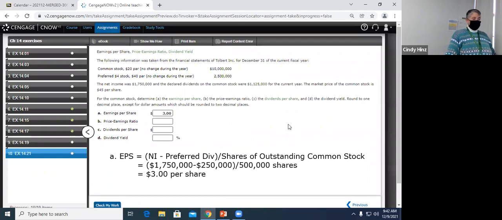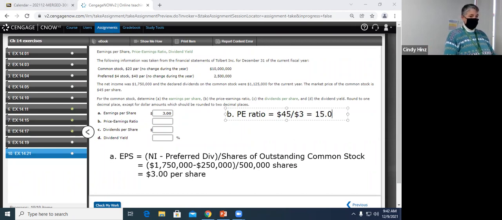The PE ratio, or price to earnings ratio, is just as it sounds. We're comparing the market price, and we're told that the market price of the common stock is $45 per share. So it's price divided by the earnings per share that we just calculated. The PE ratio is 15. That one was simple, a little easier for us once we knew the earnings per share. It is exactly as the name implies: price, which is the market price, divided by the earnings per share.